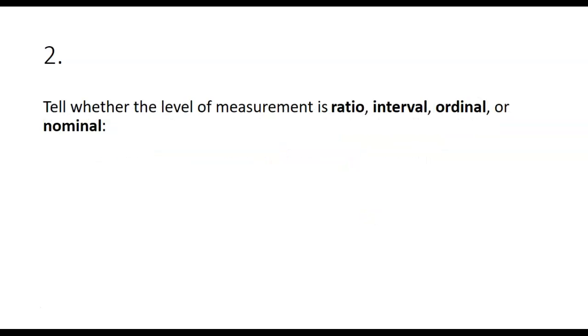Number 2, in each case, tell whether the level of measurement is ratio, interval, ordinal, or nominal. Remember what those mean. Ratio level of measurement is where you're dealing with something that's a number, starting at 0 if there's nothing at all and going up from there. Interval is also a number, but it doesn't start at 0. If there is a value of 0, it doesn't really represent nothing of that thing. It's just sort of a point on the scale.